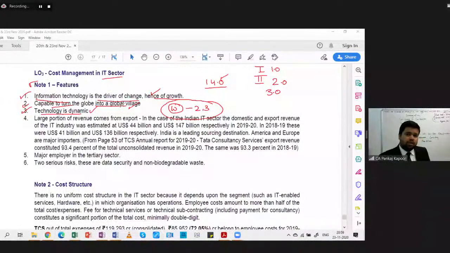If the globe is a global village, then the IT sector of India need not fight only the Indian IT firms. It needs to fight with the other IT firms too. We need to consider this fact.